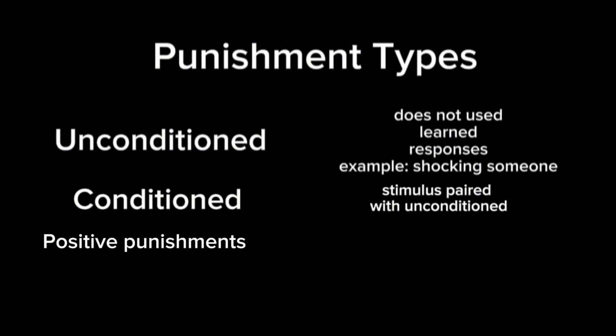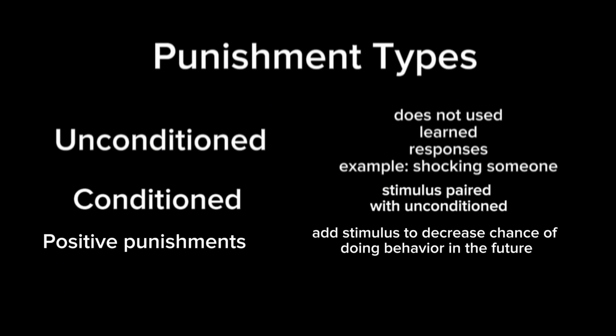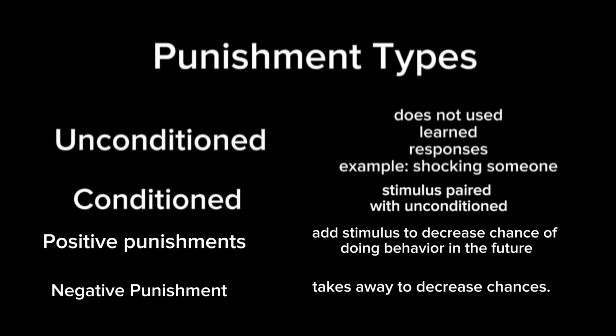Positive punishment would present a stimulus to reduce the future probability of a behavior, while negative punishment would take away a stimulus to reduce the probability of a behavior. In applied behavior analysis, punishment is seen as a last resort and should only be used if someone is being a threat to themselves or others.